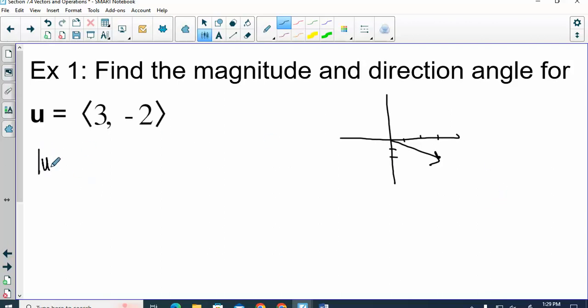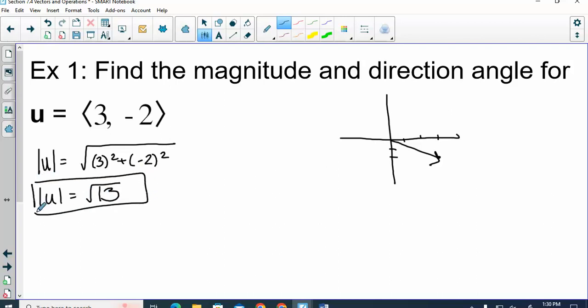Alright, the magnitude, if you use the formula, it's just the square root of a squared plus b squared. So we get the magnitude to be 9 plus 4, so radical 13.